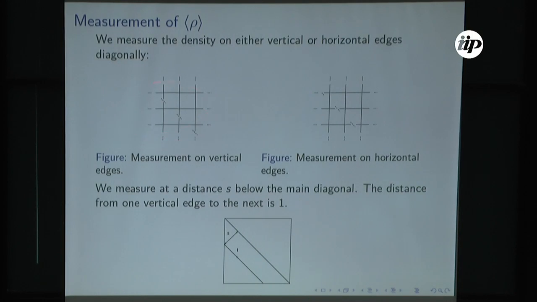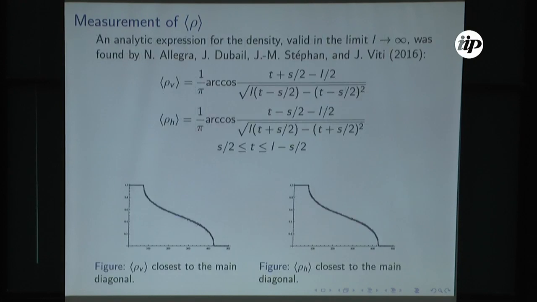We have distinguished between two cases when we measure density. We measure either on vertical edges or on horizontal edges. Our notation is like this. We are a distance S from the main diagonal, and we measure along the parameter T in this region, parallel to the main diagonal. In this case, the integral which I showed on the earlier slide simplifies to this elementary function.